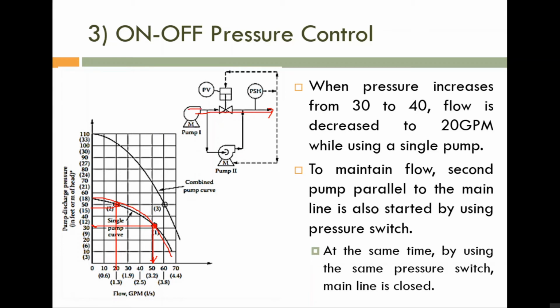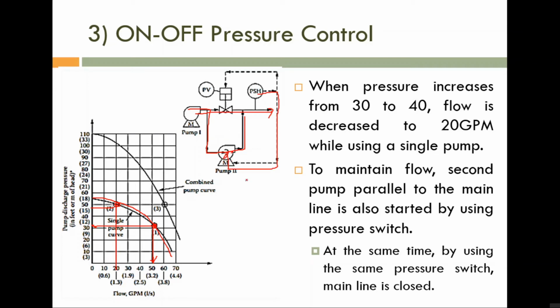Am I correct? So this one is a cascade configuration. So how are we doing that? Before that, the operating point is shifted from 1 to 2 due to the change in pressure. So that pressure is measured. Here you can see a pressure switch high, PSH, which is detecting the high pressure. The set point is 50 psi. If the pressure is greater than or equal to 50 psi, PSH will start the second pump also.